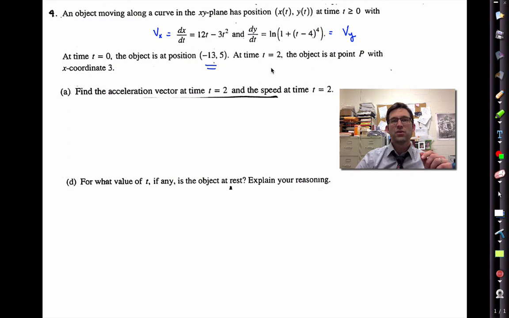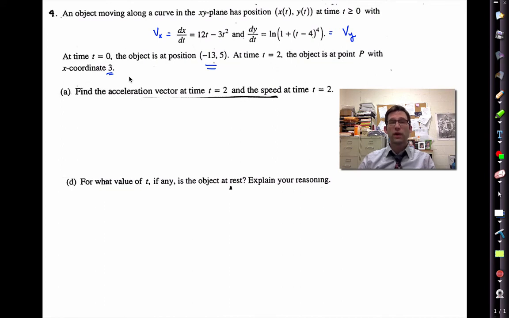And at t equals 2, the object is at point P with an x-coordinate of 3. I don't think that even has anything to do with the problem because I've omitted the parts it's actually related to. We're just doing part A and part D. Part A asks us to find the acceleration vector at t equals 2 and the speed at time t equals 2. This has been a recurring theme, hasn't it?